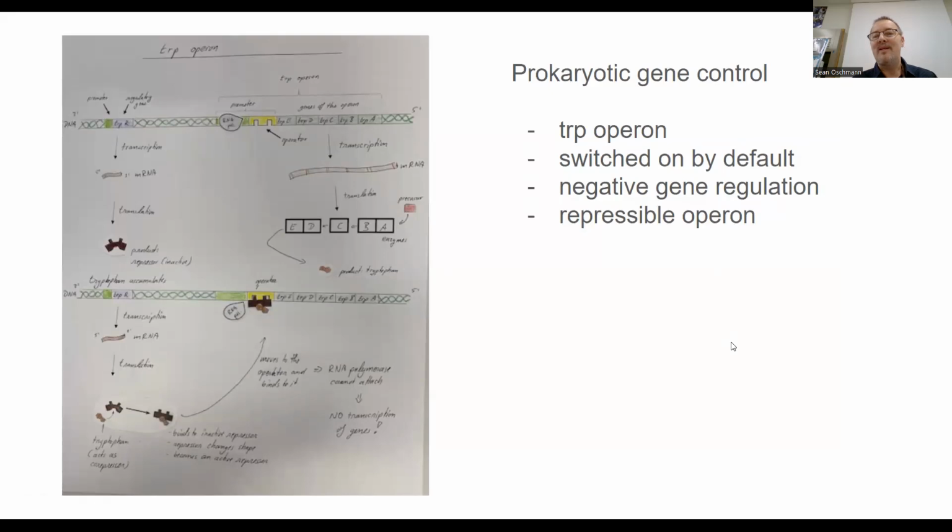And some important things to remember about prokaryotic gene control. The trp operon is switched on by default. It is part of the negative gene regulation because it can be on or off, and it is a repressible operon. That means it is always on, but it can be repressed when the products are not needed.